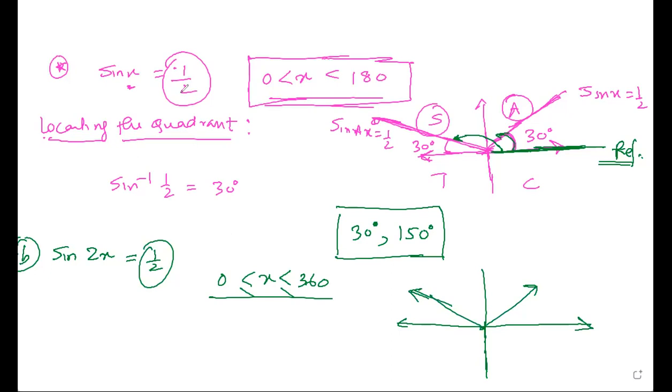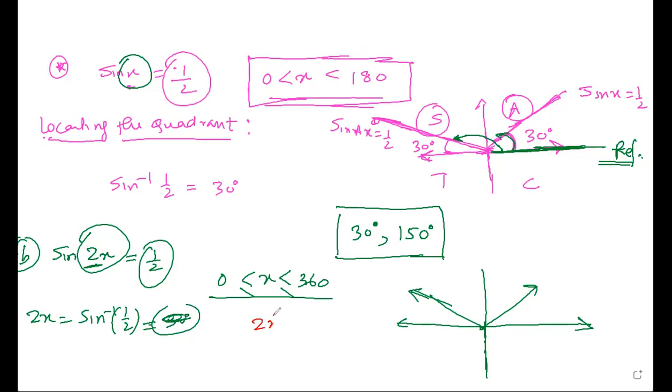Now here the problem is the difference: this was x, and here it is 2x. So first we solve for 2x. 2x is sine inverse of half. There is not only one answer; you could see that there was more than one answer. Sometimes students write 30 degrees and forget about the rest. Since the range of x is 0 to 360, we first solve for 2x, so the range of 2x values is 0 to 720.